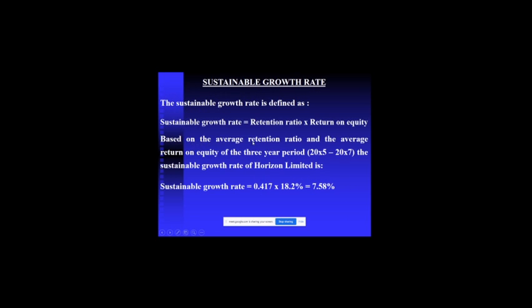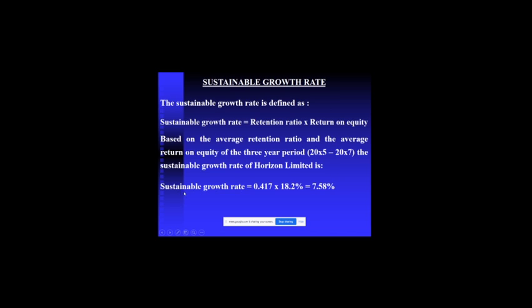Sustainable growth rate is defined as retention ratio into return on equity, based on the average retention ratio and the average return on equity of a 3 years period. So this is like averaging. You can do averaging of 3 years or 5 years. An example of the sustainable growth rate is not covered in this slide. You can see it in the book. So I'll upload that case study on your WhatsApp group, and you can analyze it.